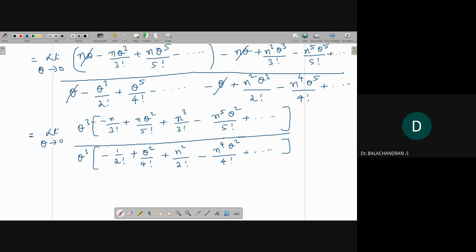So theta cube gets cancelled. After cancelling theta cube, theta goes to 0. So except the first term, remaining everything is 0. Similarly, except these two constant terms, remaining everything is 0 in the numerator. Similarly in the denominator, except these two, remaining everything is 0. If theta tends to 0, you will get what? The numerator will have minus n by 3 factorial.